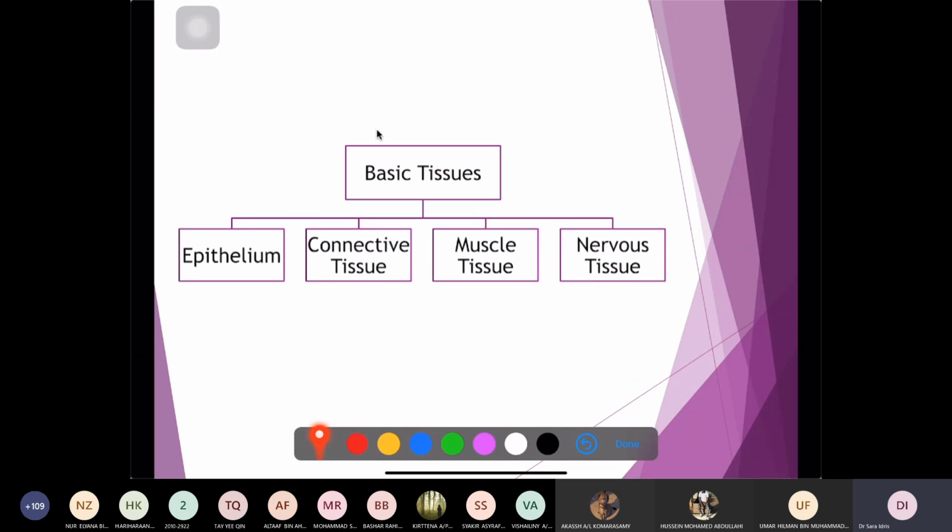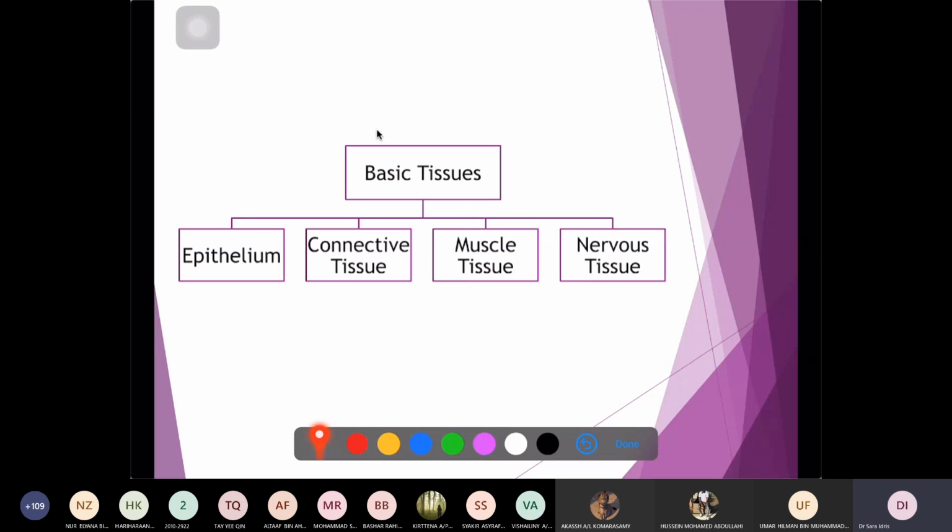Okay, so there are four main groups of basic tissues that you have to know in the body that make up your whole entire body. First is the epithelium, which we covered early this morning. That would be the cells that cover or line the body. And then you have connective tissue. Connective tissue is what we'll be talking about today. And then you have muscle tissue and nervous tissue. So these are the four basic tissues that you have in your body.